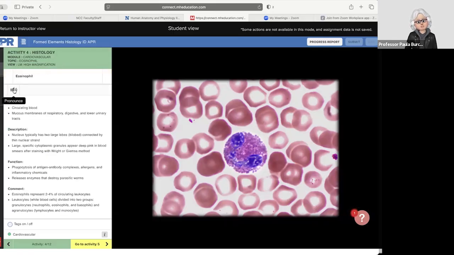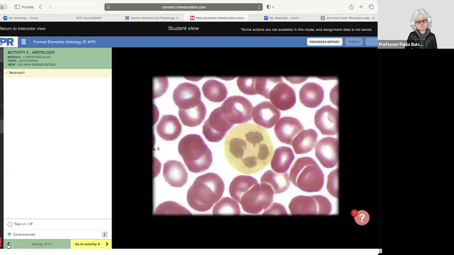I'm not sure how to pronounce it. Eosinophil. Click on that. And then the description here is going to tell you that the nucleus is going to have 2 enlarged lobes. This is actually one lobe, and this is another. So it's a little confusing. You might confuse this with a neutrophil, but the neutrophil will not have the red granules.